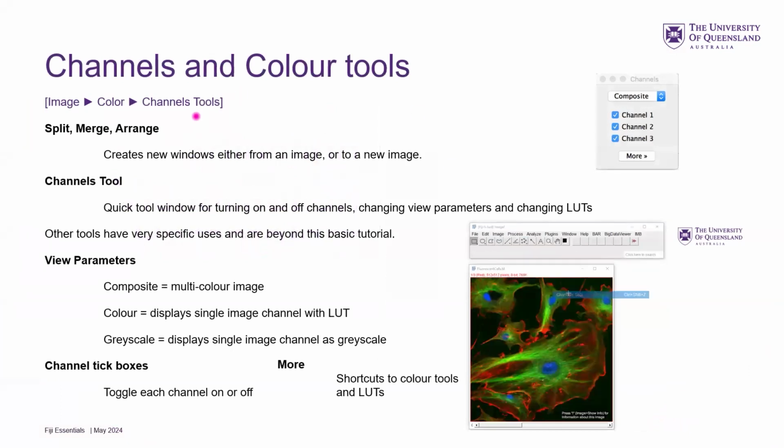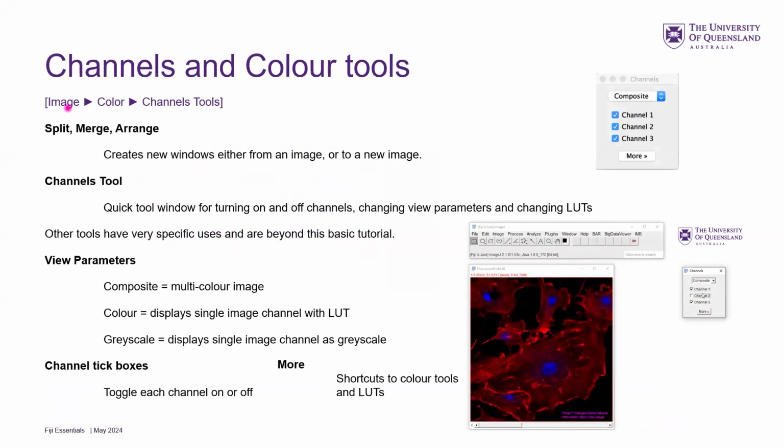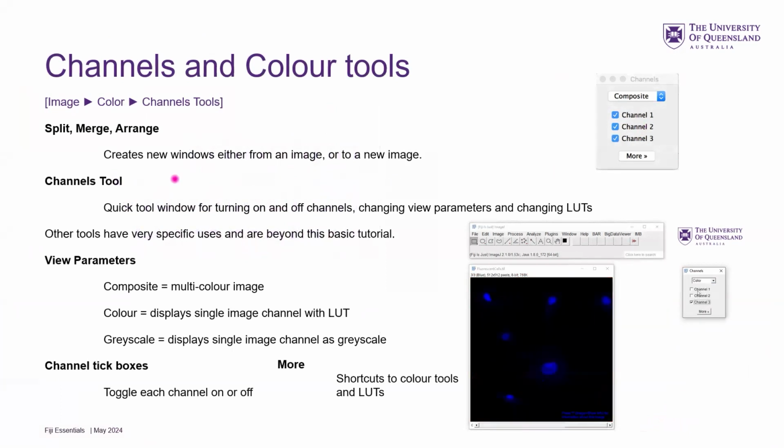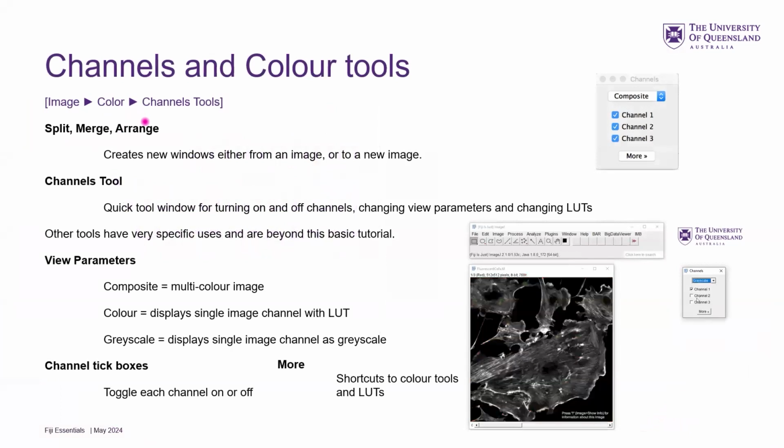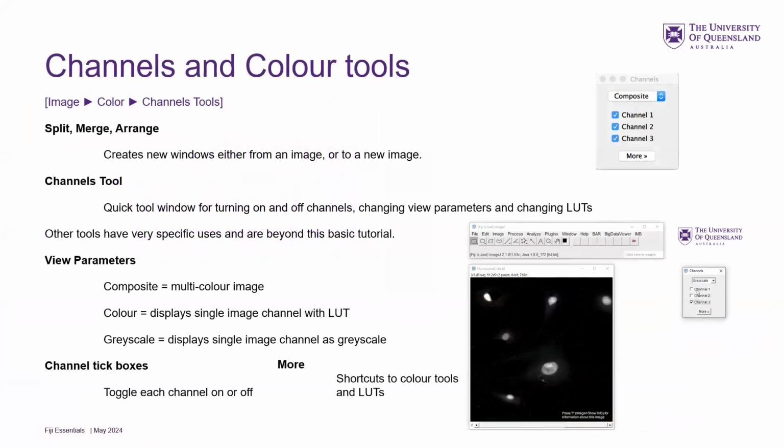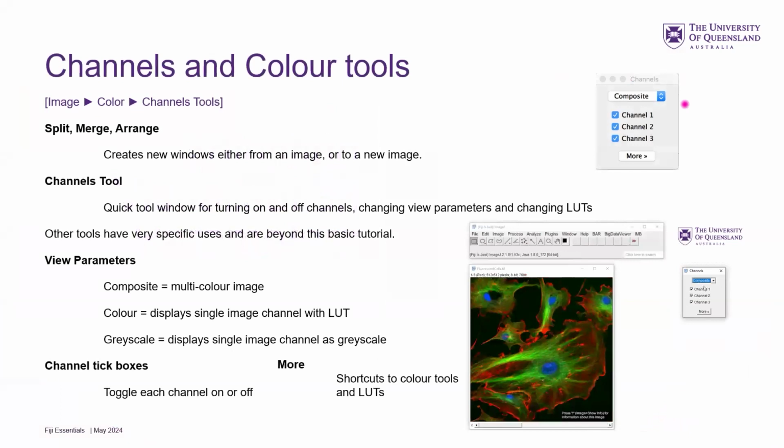So a useful thing to open is the channels tool window. If you go image, color, channels tool, this little thing pops up, or some variant of this. You can also do things like split, merge channels, arrange channels. You can do toggling on and off, view them as grayscale, view them as composites. So there's lots of nice little ways you can quickly use this window, and realistically, I think I open it every time I use FIJI because you're always using it. So yeah.